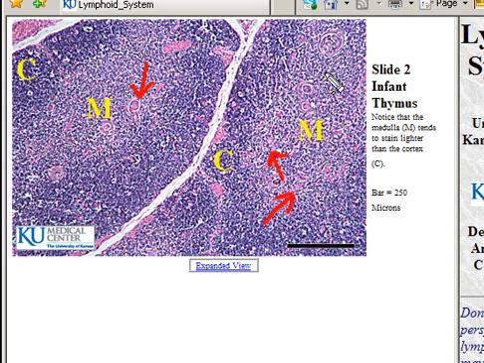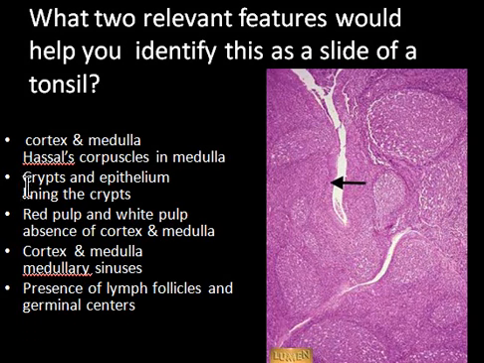So you can see here, this is a huge Hassall's corpuscle. So these are all Hassall's corpuscles seen in the medulla. So you can see it is very different from the tonsil. The second one, which is crypts and epithelium lining the crypts, this is the correct answer.